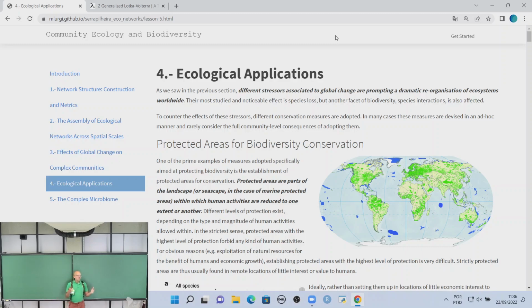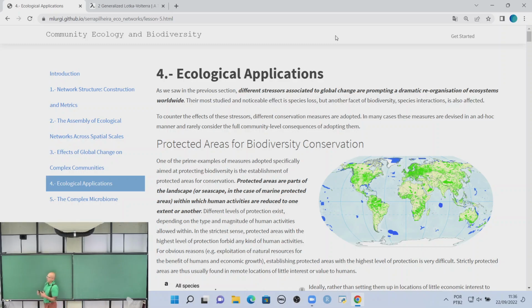And then you can start developing models or predictions about what the conditions are for connectivity between protected areas, the size of the protected area, et cetera, if you want to enhance particular aspects of your system, right? And people are using these kinds of models to precisely design strategies like that.